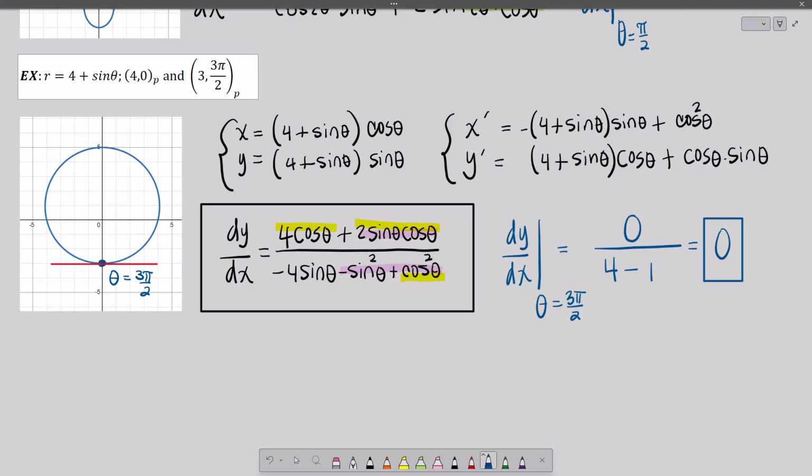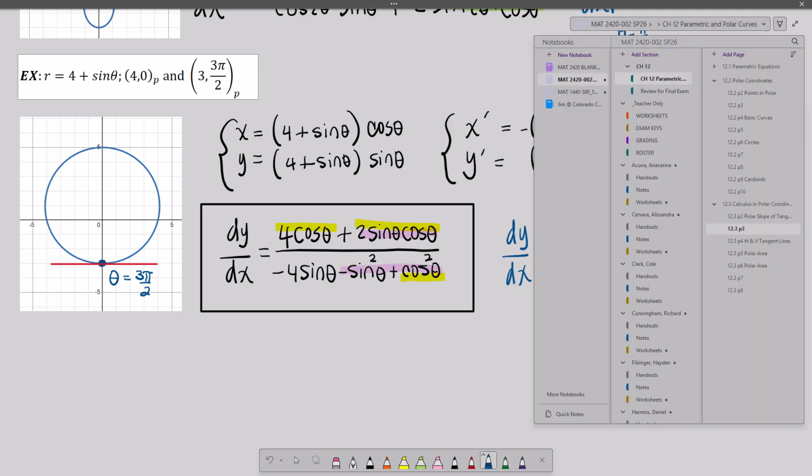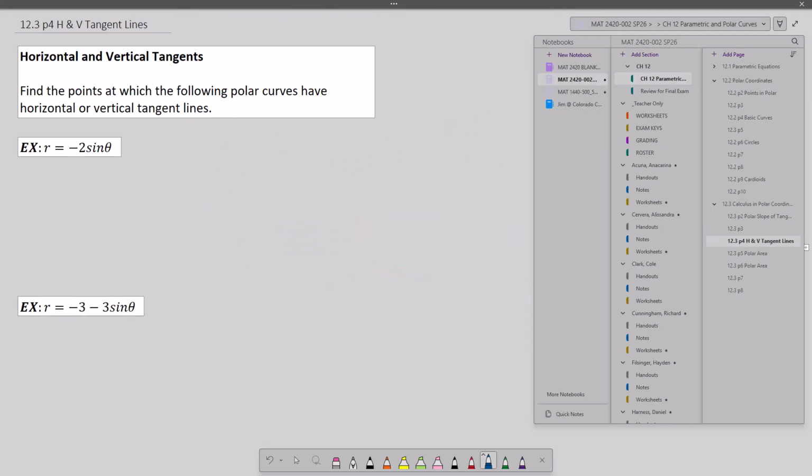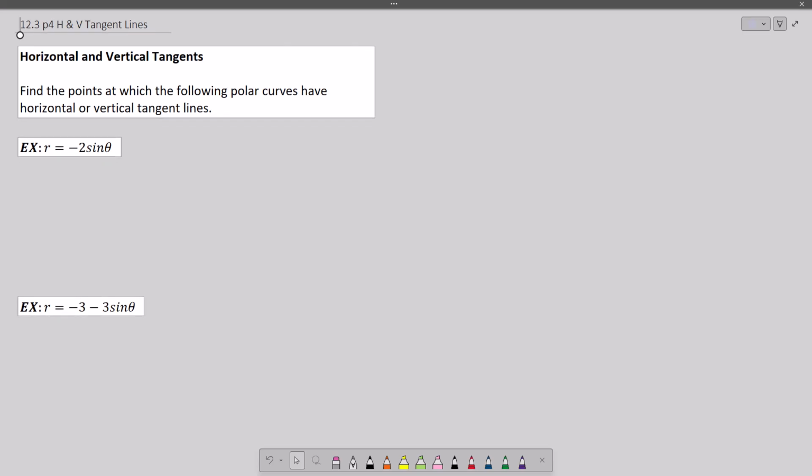All right. Any questions on tangent lines? All right. Horizontal and vertical tangents.